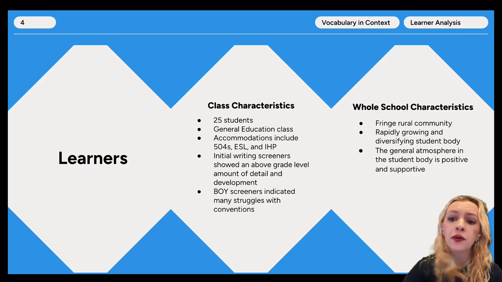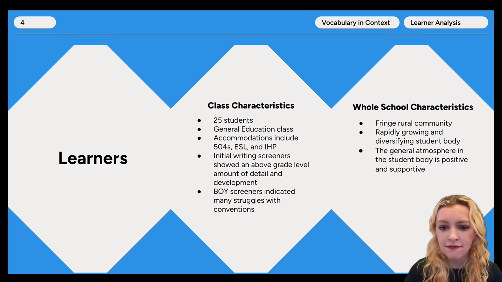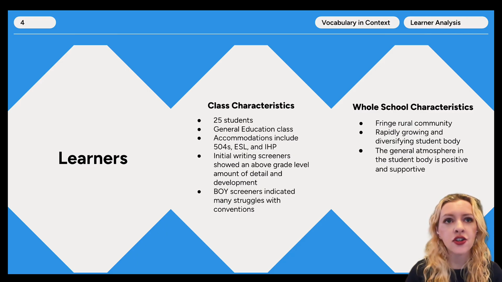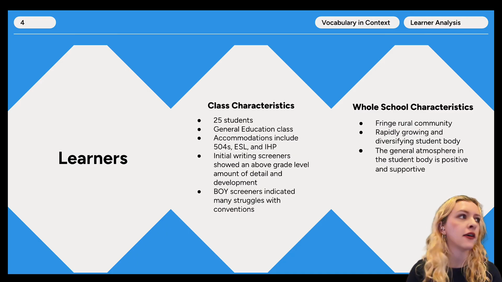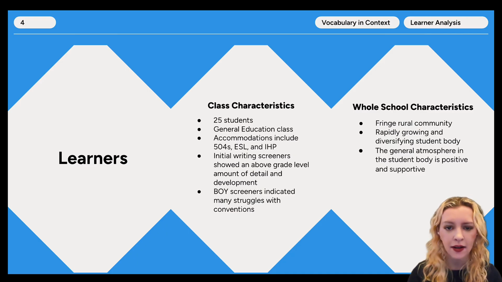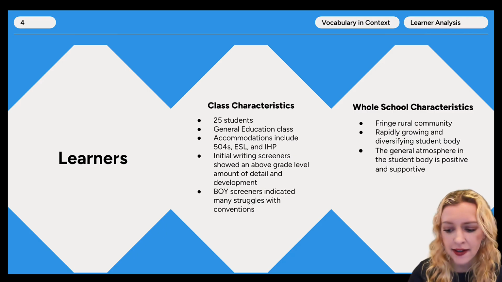In terms of the school where I work, it is a giant school. We're the second biggest middle school in Tennessee. It is a fringe rural community, rapidly growing, rapidly diversifying. The general atmosphere is pretty positive and supportive. I would say most students there want to learn. They want to be involved, to be in clubs, to be in sports, to be in academics. So it's generally a pretty positive atmosphere.